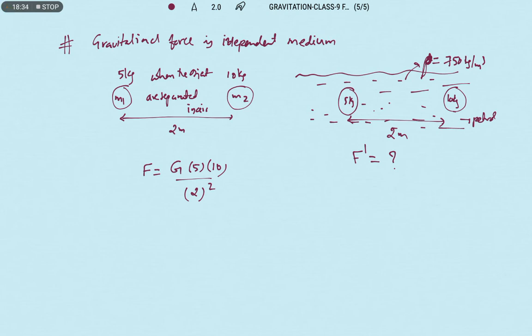Here the density of the air we can consider as 1, and the density of the liquid will be 750 kg per meter cube. That means the force is going to affect the force of attraction between the bodies.